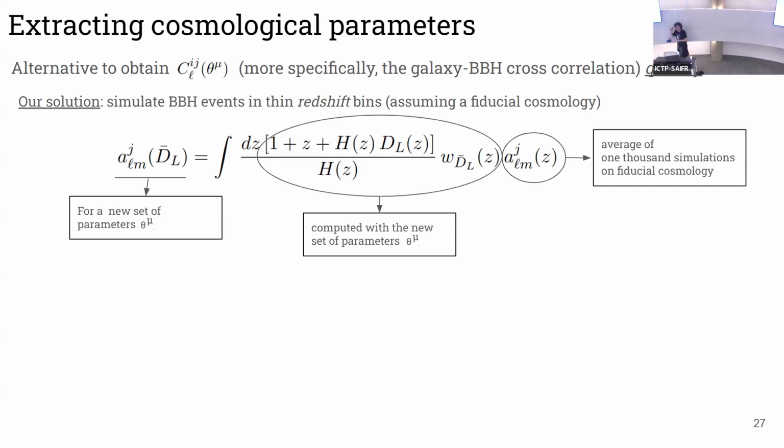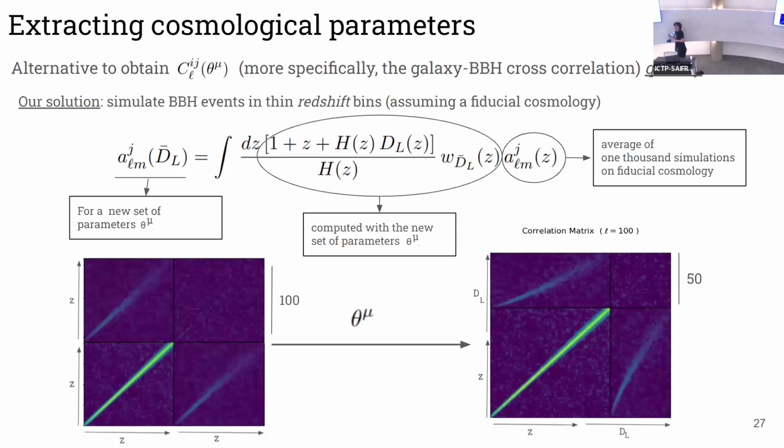So in fact, what we end up doing is we compute simulations in very thin redshift slices for the BBHs. And we have the average over 1,000 simulations in a fiducial cosmology. And every time you want to see what this would look like in another cosmology, all we have to do is sum these ALMs in different bins, and this is what we'll call the Hubble diagram that we are seeing.